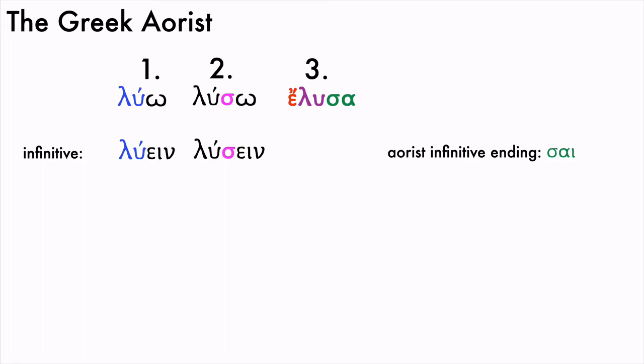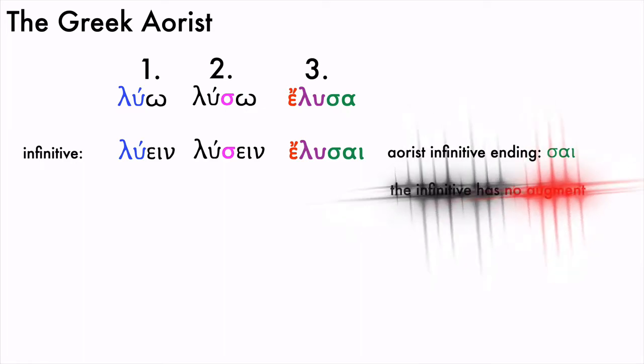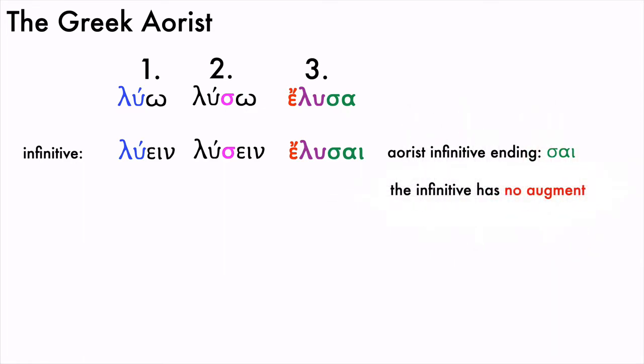And you would say to yourself, okay, the aorist infinitive will be elusai. But this is incorrect, and the reason is the infinitive never has an augment.